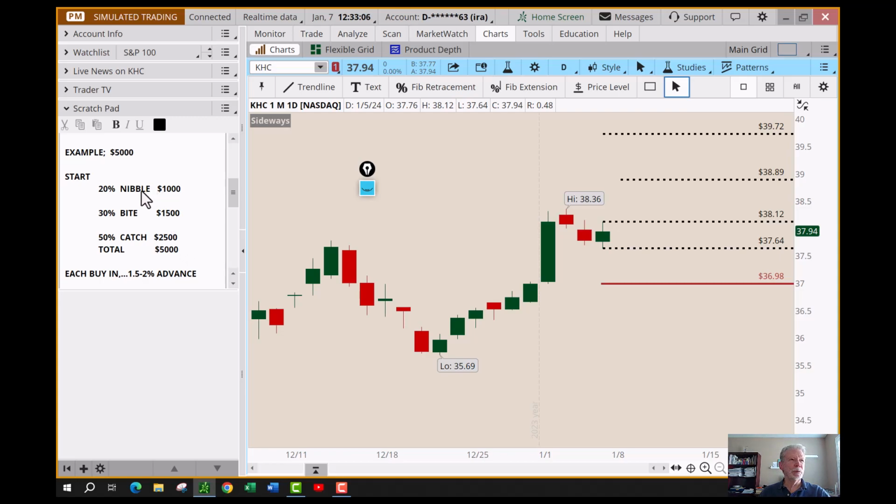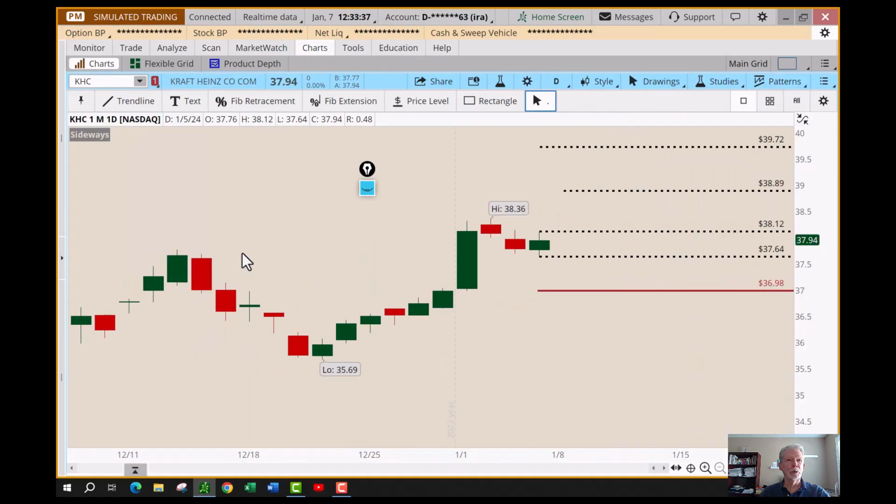So in this particular case, when you buy 20%, you've got $1,000 invested. You're going to wait until that moves up 1.5%, 2%. It does not have to be exactly at that point. You buy in at 30%, and then it has to go up another 1.5%, 2% above that. That's when you put in your final position of 50%. So you've got a grand total of $5,000. So let's take a look at what may happen in this case.